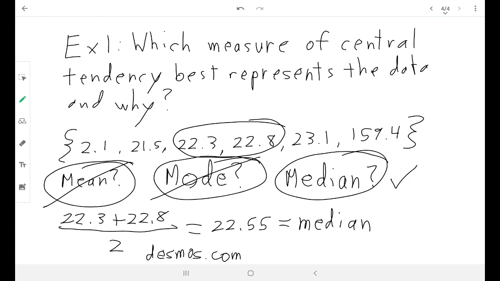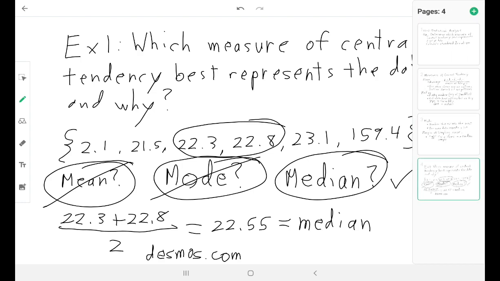So the median is the good one for this, and all you're going to be doing in the problems for this is deciding which measure of central tendency to use. Okay? So now let's talk about the one that takes some much more intense calculation, and that is standard deviation.